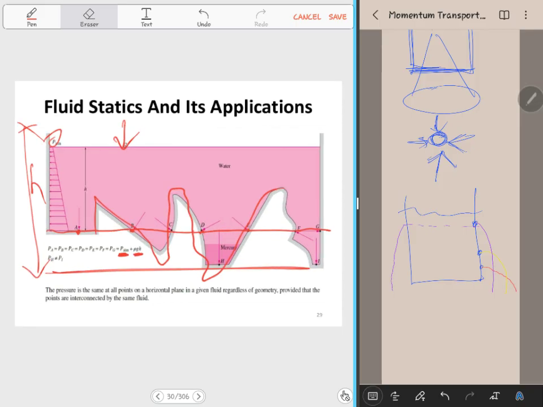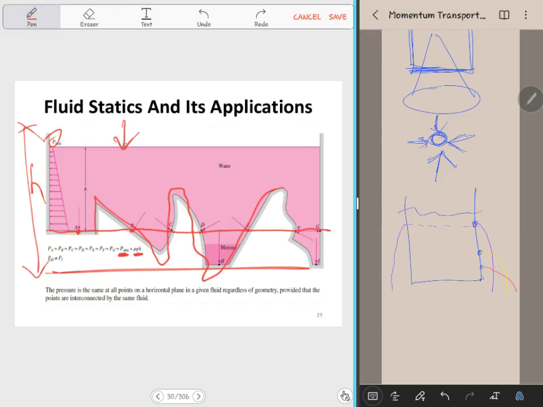So what have we written here? Pressure is the same at all points in the horizontal plane in the given fluid, regardless of geometry. This is the geometry I was talking about; the geometry is how the base is. Because they are in the same horizontal plane, and the fluid is static or in equilibrium, the pressure at those points is all the same, provided that the points are interconnected by the same fluid. This is also a very important point.